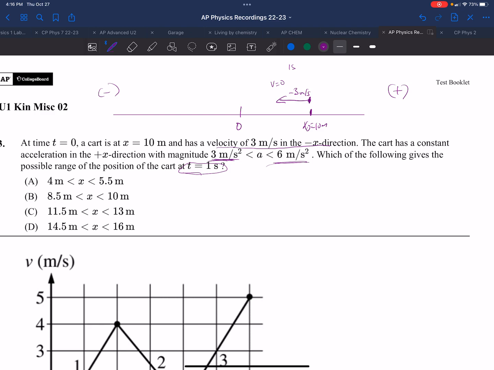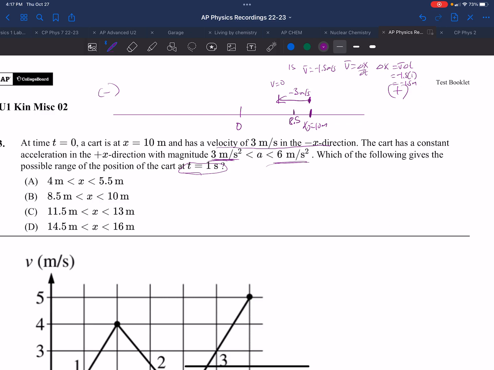It started out with a velocity of -3 and ended up at 0. So the average velocity is minus 1.5 meters per second. Since the average velocity is delta x over t, then delta x is average velocity times the change in time. The average velocity is minus 1.5, and the time was 1 second, so it's minus 1.5 meters, which means during this time it moved from a position of 10 to a position of 8.5.